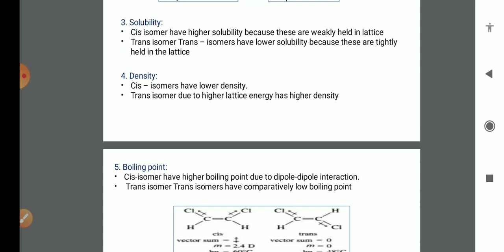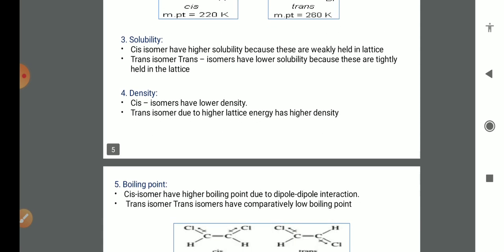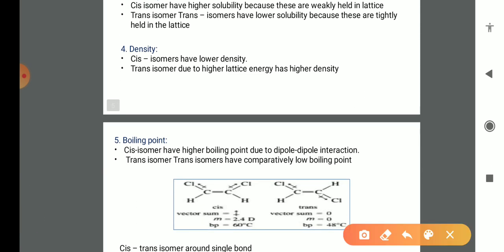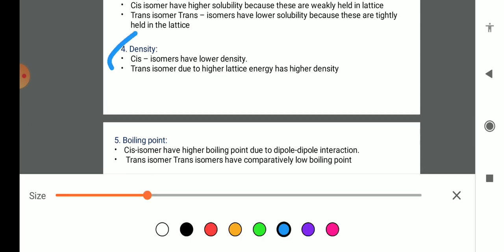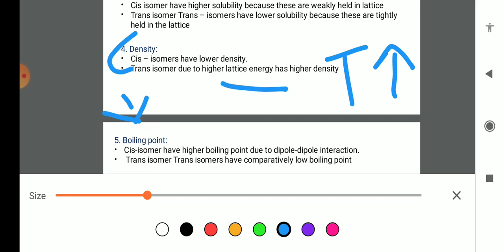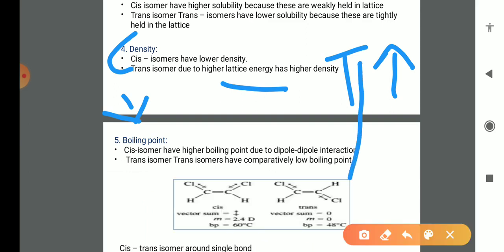Now the density: the cis form has lower density and the trans form has higher density. Why? Due to lattice energy. The higher the lattice energy, the higher the density; the lower the lattice energy, the lower the density.